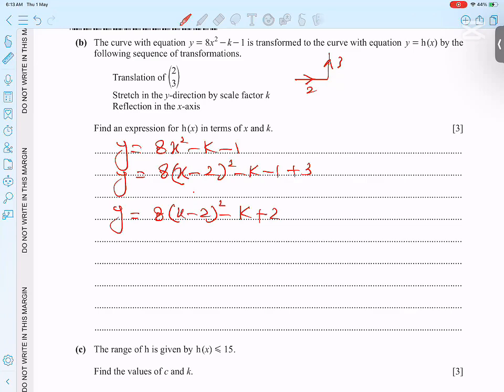Or let me think, yeah, what is next? Stretch. Do you know, students, stretch Y? Y-axis stretching is actually, what is Y stretch? Okay, let me tell you.